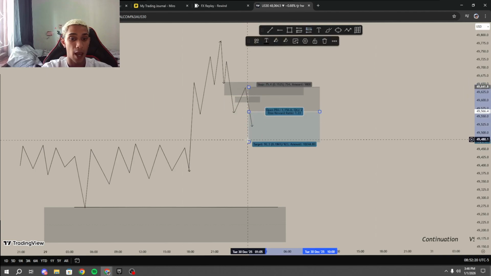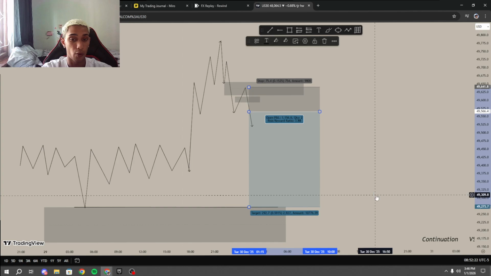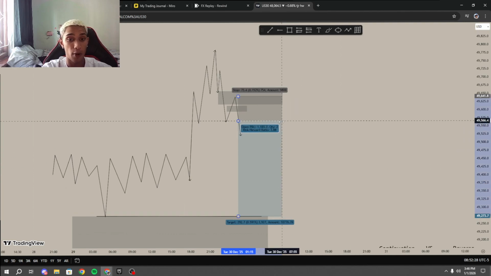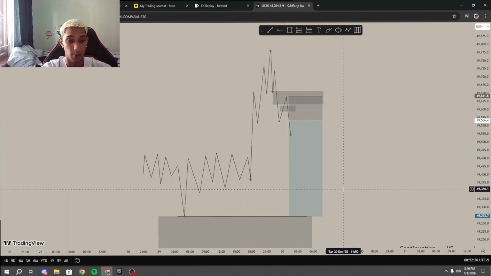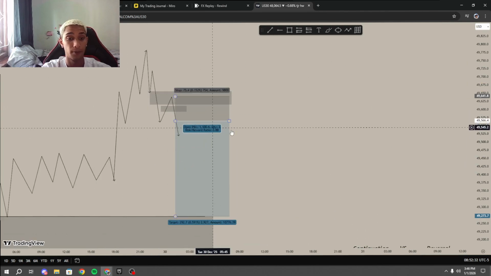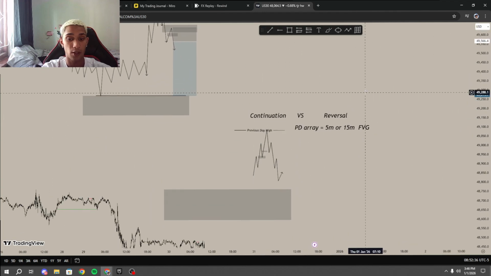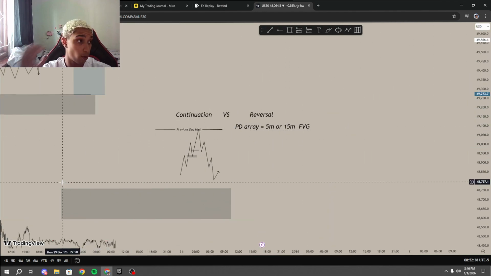Clean. And you don't have to target this whole draw, but the fact that there's a strong key point that you're trading towards makes it a lot more likely for the market to displace towards there with momentum. And yeah, boys, that's pretty much the difference between a continuation model and a reversal model.